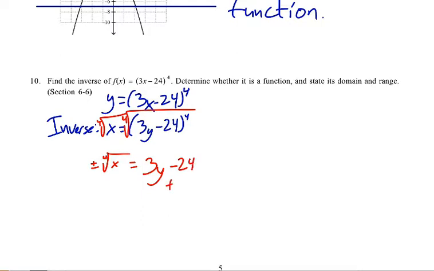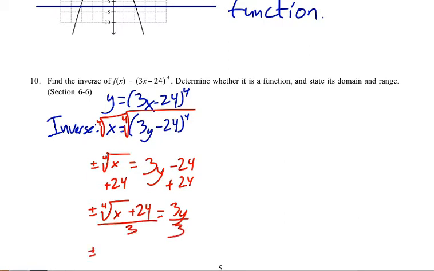Continue solving for y. We're going to add 24 to both sides. We get plus or minus the fourth root of x, plus 24. Make sure that's outside of the radical, equals 3y. Continuing on, we've got to divide both sides by 3. That gives us plus or minus, I'm going to write this as 1/3 times the fourth root of x. And then 24 divided by 3 gives us just that plus 8 equals y.